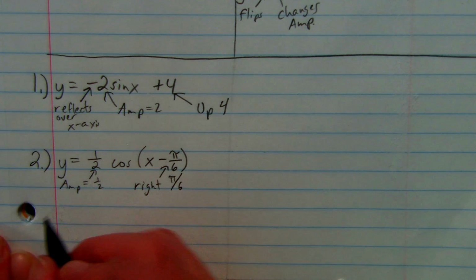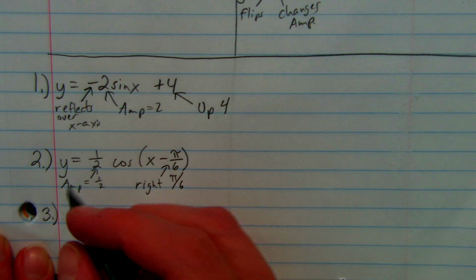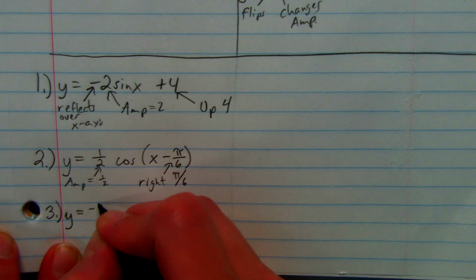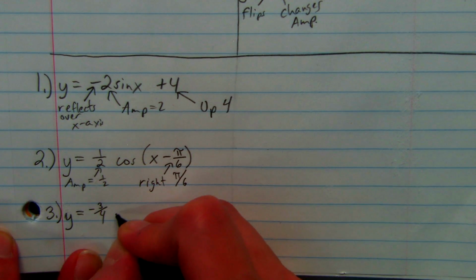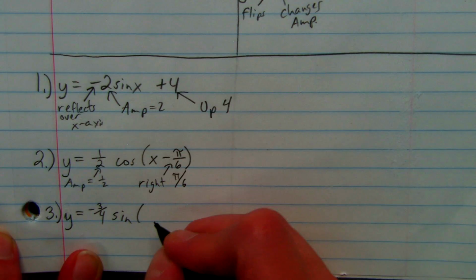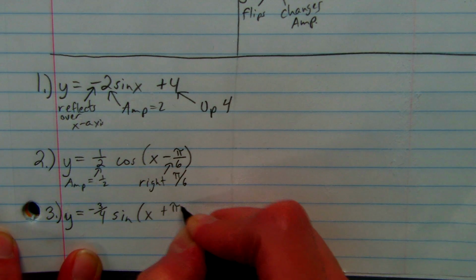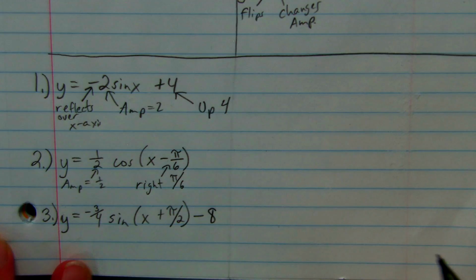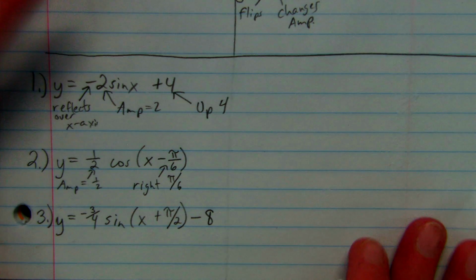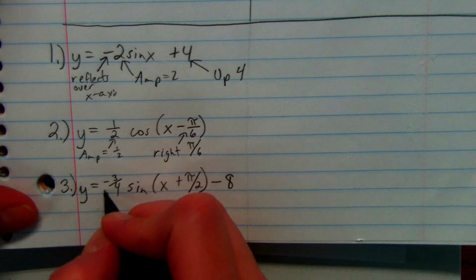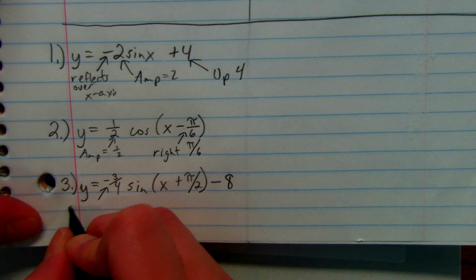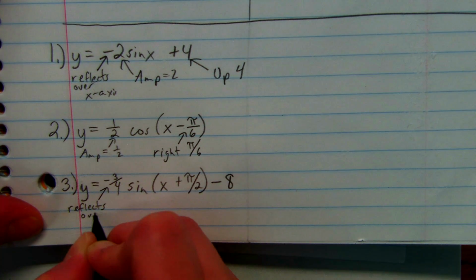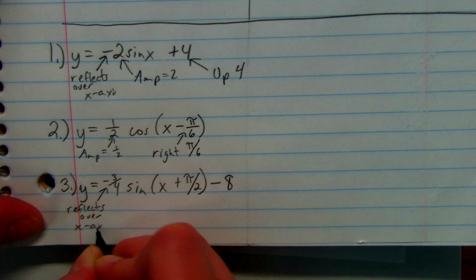All right, I'm going to do one more. Hopefully you've got room down there somewhere. This one's going to have a lot of stuff. So I'm going to do y equals -3/4 sine parentheses x plus pi over 2 close parentheses minus 8. So we just want to make sure we're looking at each tiny little piece. So the negative up here is going to be reflection. It's going to reflect it over the x-axis.